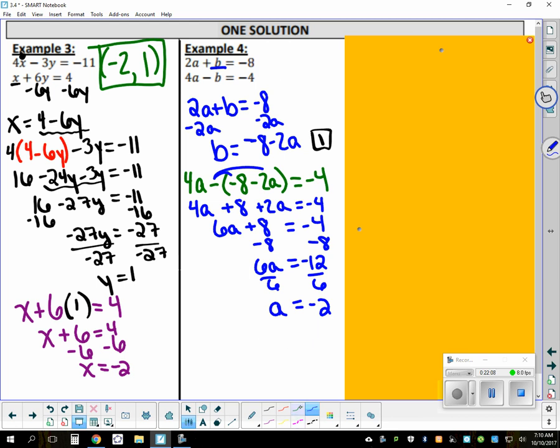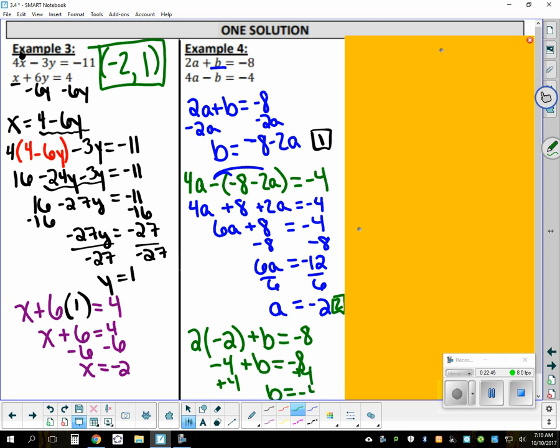Okay, that's step 2. For step 3, take that a equals negative 2 and plug it back into either of the equations. So for steps 1 and 2, you have to use different equations. Step 3, you get to use either equation that you want, whichever one. I'm going to pick the top one. So 2 times, not a anymore, I know what a is, it's negative 2, plus b equals negative 8. So I get negative 4 plus b equals negative 8. And then adding 4, I get b equal to negative 4.